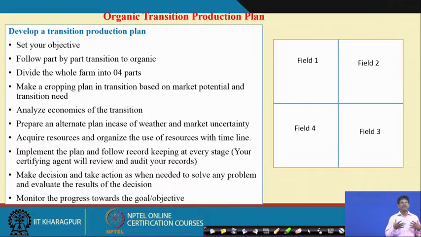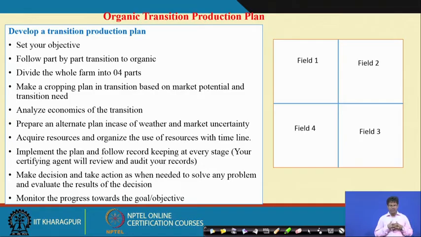That means your objective has to be set: what you are going to do, what type of production. Depending upon that, you have to take care of the climate, the resources, the technology and the institutions. Based on that, you have to set your objectives.